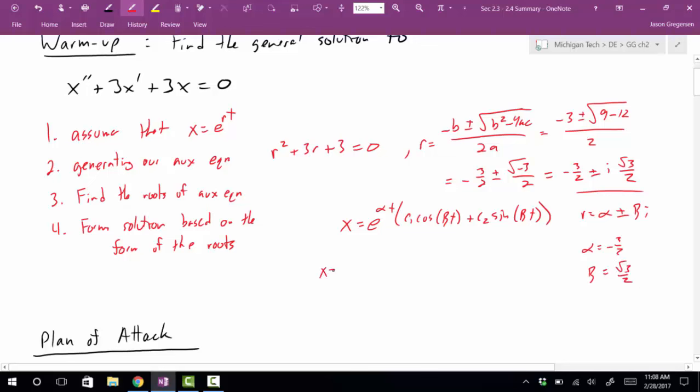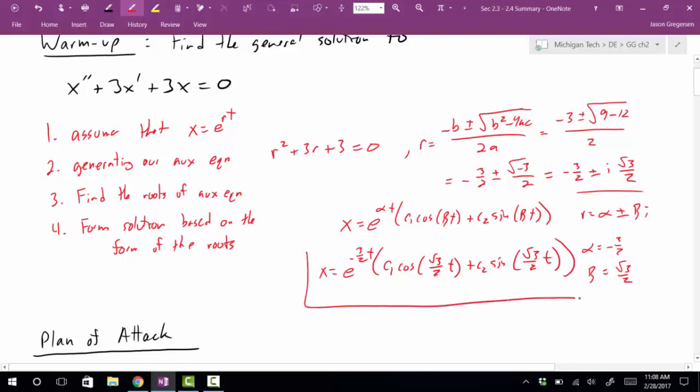So then we just plug in those values: e to the negative 3 halves t, times c1 cosine of root 3 over 2 times t, plus c2 sine of root 3 over 2 times t. And that should be our solution. Any questions? We'll certainly see something like that on the quiz today. Any questions?